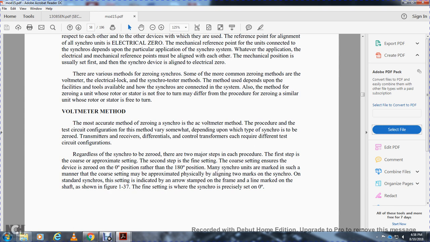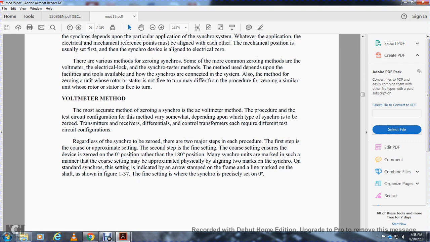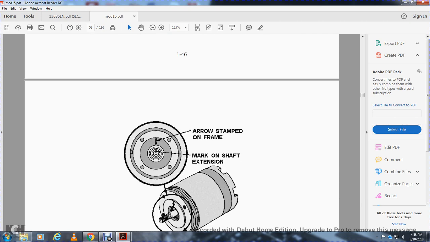Regardless of the synchro to be zeroed, there are two major steps in each procedure. The first step is the coarse setting, to approximate the signal. The second step is the fine setting. The coarse setting ensures that the device is in the zero position rather than 180 degrees off. Synchro units might be marked in such a manner that the coarse setting can be approximately physically lined up with the two marks for the synchro, as shown in figure 136-7, and the synchro is then approximately at 0.